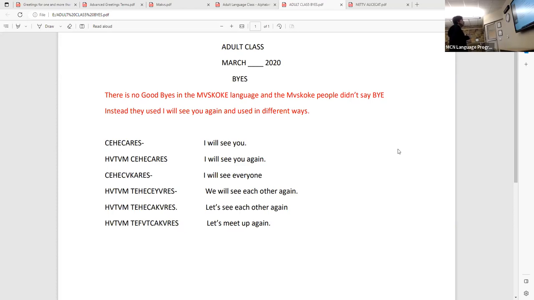I will see everyone. This is like when you're at a gathering or I'm at somebody's house and there's a household there. I say, Chihija Gathis. I will see everyone later. I say that a lot at my community center because they don't understand me. But I'll stand at the door and wave at them and say, Chihija Gathis. And I'll walk out the door. I will see everyone.